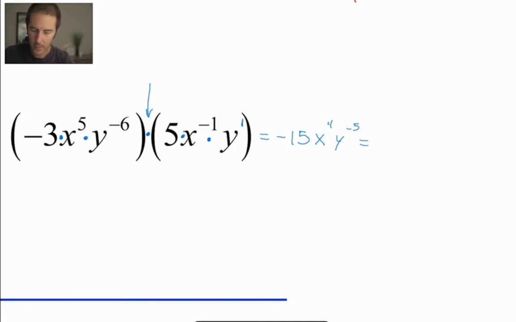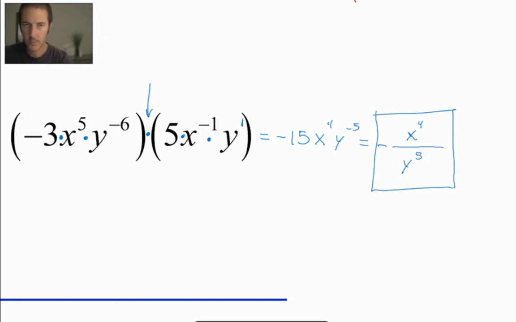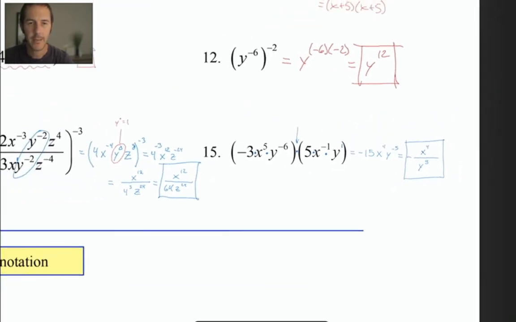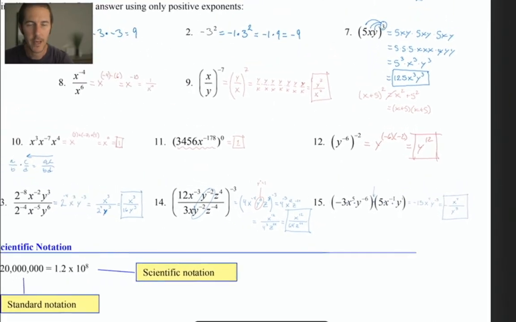If we need to write our answer with positive exponents, you might see the negative from the 15 written next to the division symbol or the fraction bar. x to the 4, that was a positive exponent, so it's staying up on top. y to the negative 5, next negative exponent, push it down to the denominator. y to the positive 5. Get rid of that negative in the exponent. It's now y to the positive 5 in the denominator. And that's as simplified as that one gets. So that is a look at the properties of exponents.